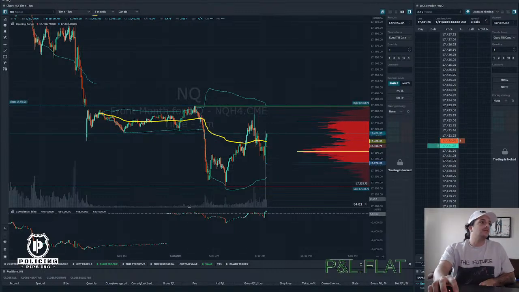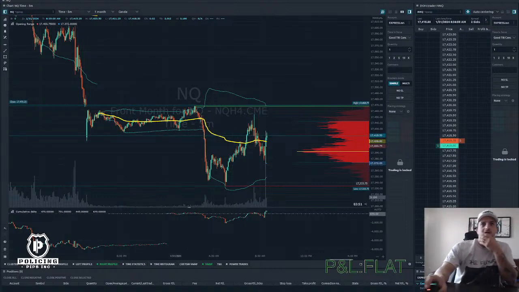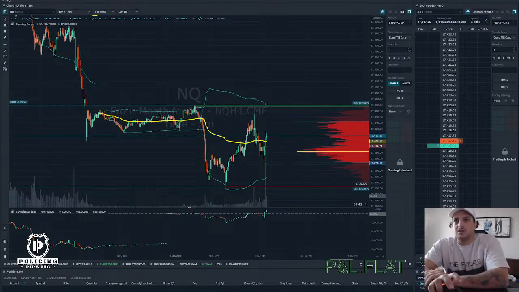Let's see if we can get this thing to share. Really trying to be more patient today. Right here, we're in the middle of an opening range area. Nothing to do with any of this. I'm not going to try and force anything today, especially after yesterday.